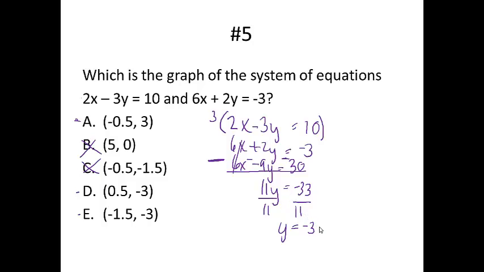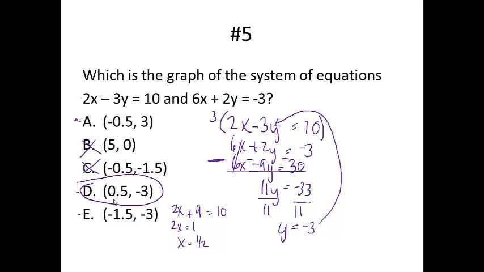And then from here, I'm going to go back up into the original equation and plug negative 3 in for the y. So I'm going to have 2x. If I plug negative 3 in for the y, negative 3 times negative 3 is a positive 9 is equal to 10. And so then I'll get 2x equals 1. So that means that x will have to equal 1/2. And so D will be my correct choice on that one.